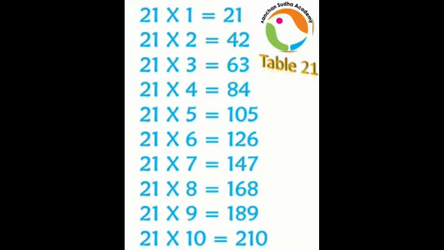21 ones are 21, 21 twos are 42, 21 threes are 63, 21 fours are 84, 21 fives are 105, 21 sixes are 126, 21 sevens are 147, 21 eights are 168, 21 nines are 189, 21 tens are 210.